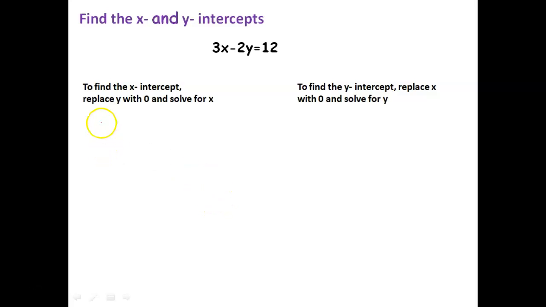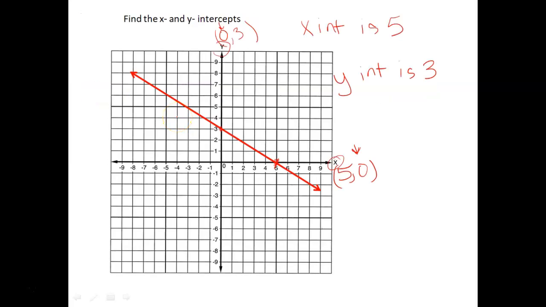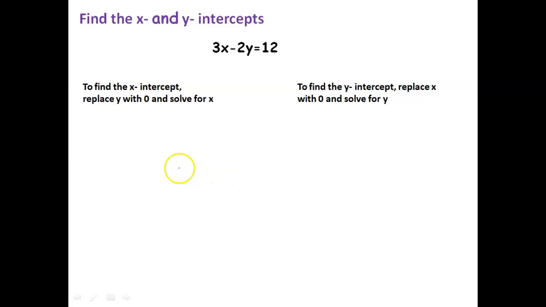All right, I will give you an equation and I will ask you to find the x and y-intercepts. If you go back, you'll see that to find the x-intercept, y equals 0. To find the y-intercept, x equals 0, and it's the same thing, okay? To find the x-intercept, you're going to replace your y with 0 and solve for x. So using 3x minus 2y equals 12, I am going to replace my y with 0.